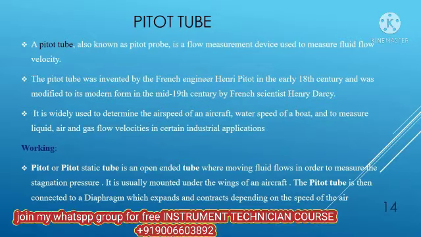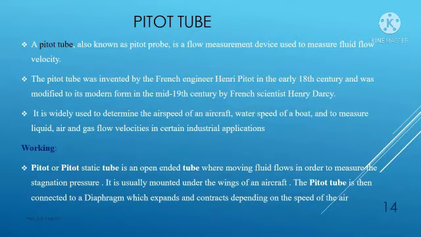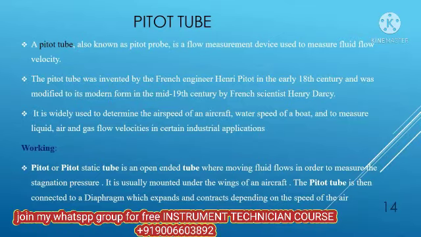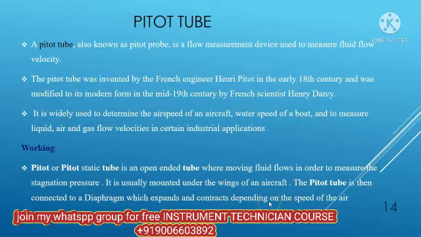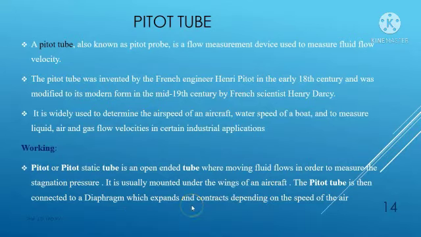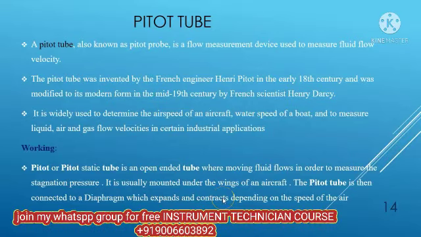It is widely used to determine the airspeed of aircraft, the water speed of boats, and to measure liquid, air and gas flow velocities in certain industrial applications. Working: PITOT tube or PITOT static tube is an open-ended tube where moving fluid flows in order to measure the stagnation pressure. It is usually mounted under the wings of aircraft. PITOT tube is then connected to a diaphragm, which expands and contracts depending on the speed of the air.